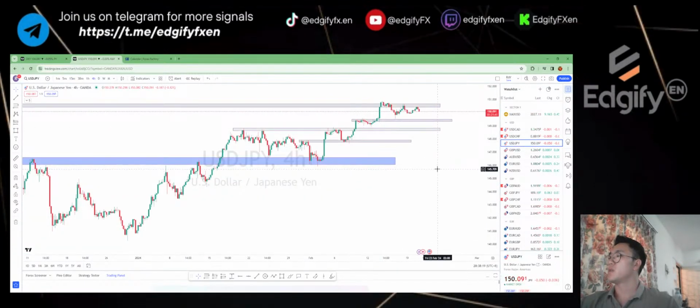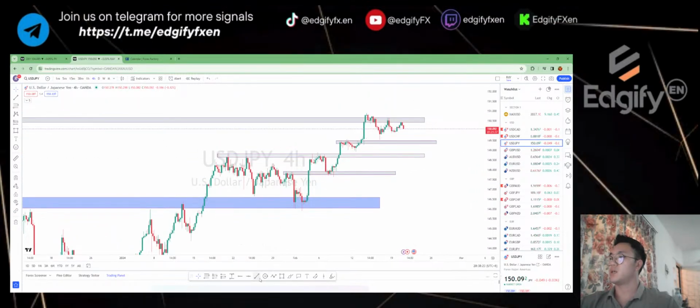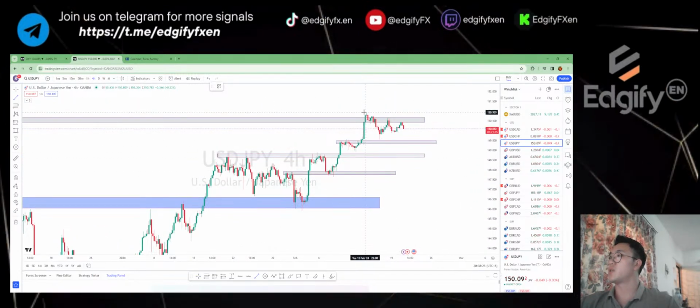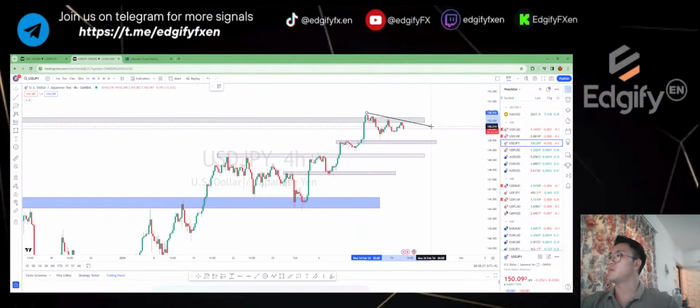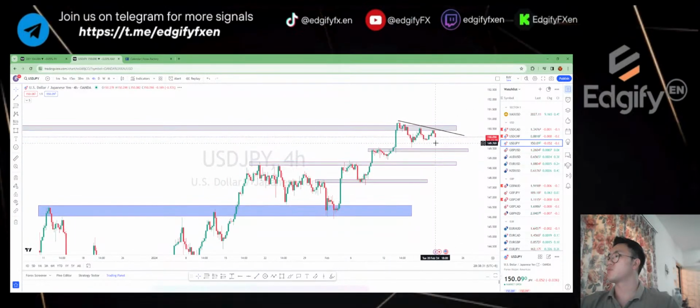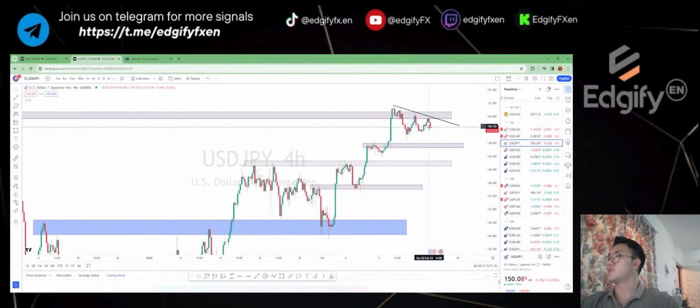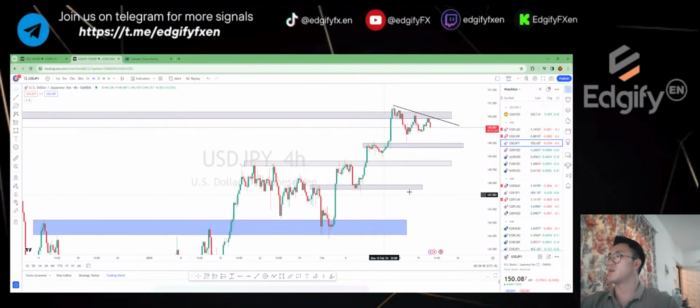Okay, USD JPY, there's no solid confirmation as well. But right now we do see a trend line here being formed. We do have a trend line here going to the downside. We also do see price rejected at this level, and currently price is just floating around there.